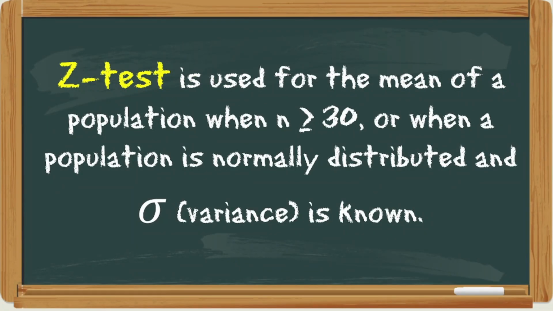Z-test is used for the mean of the population when your n or number of data is 30 or more, or when a population is normally distributed and variance is known. So in this lesson, we will be using z-test because the number of data that we will be using here is 30 and above. We can also use t-test in different cases, but for now, we will be using z-test.